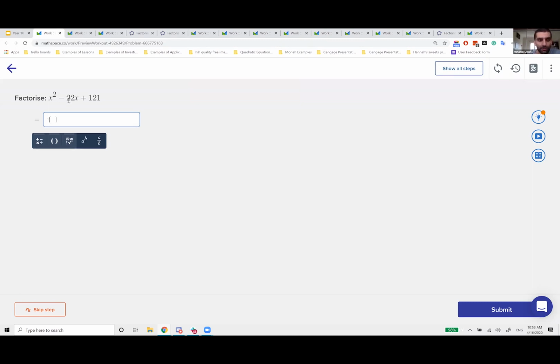So all we do when we're doing these factorizations is work out x plus something, x plus something. And when you find those two numbers, you just insert them in here. In our case, it was minus 11. So instead of putting plus, we'll put minus 11 and then minus 11 here. And notice that this is actually a perfect square, so we could also write this as x minus 11 squared. The method for factorizing perfect squares is the same as factorizing trinomials.